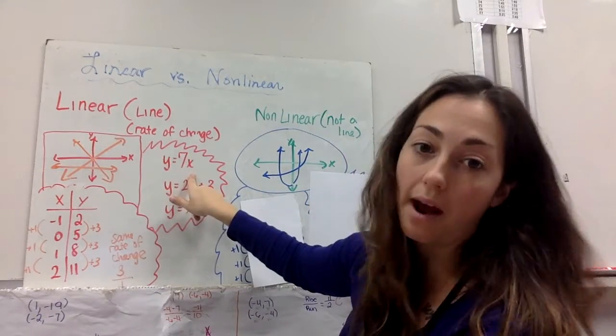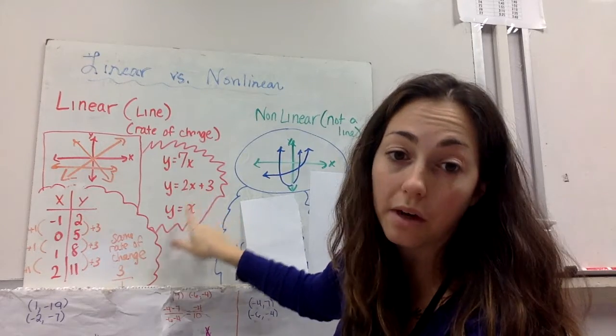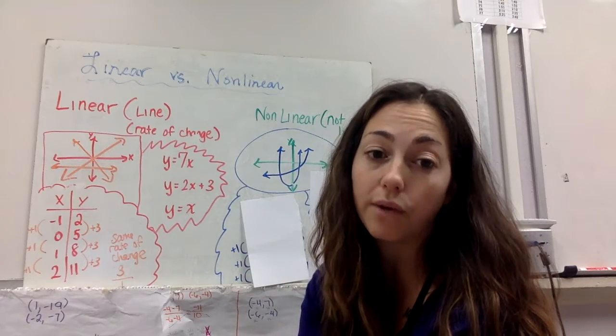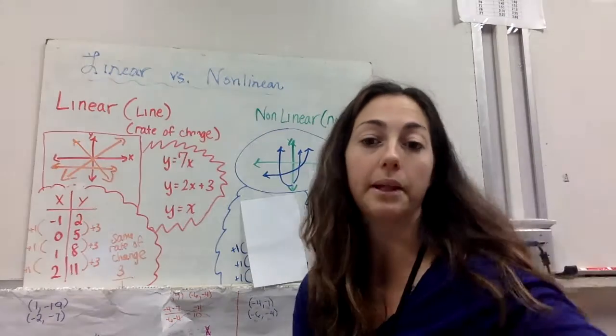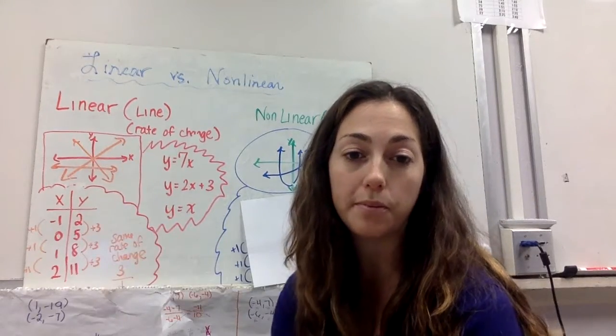Okay, here I have equations. So I have y equals 7x, that's a linear function. Y equals 2x plus 3, that's also a linear function, or just y equals x. All of those would turn into lines if we graphed them on a coordinate plane. Okay. Now, so those are examples I need you to be familiar with.